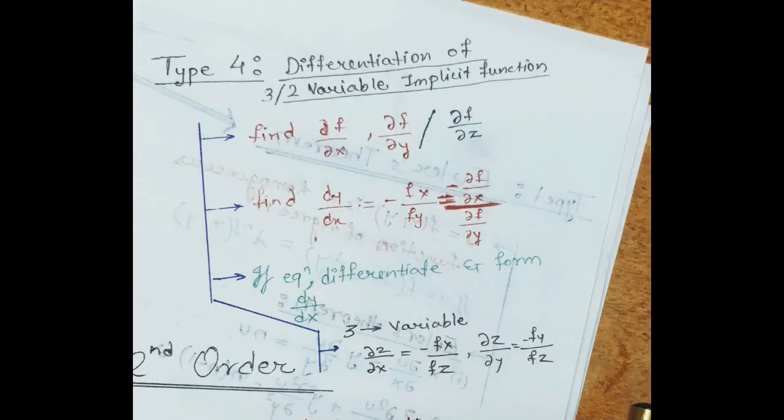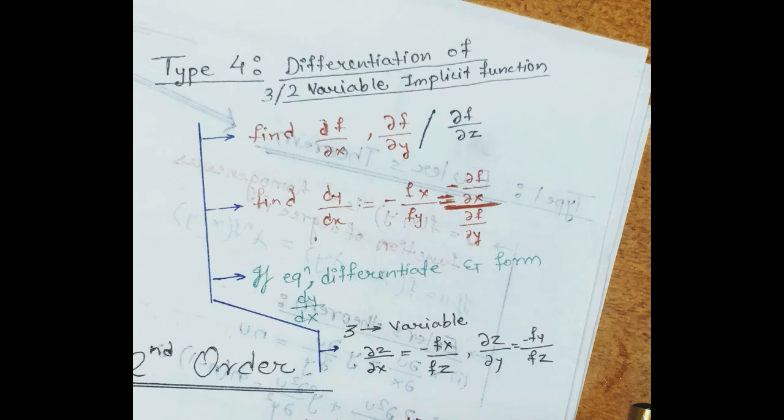Now moving on to the fourth type of partial differentiation, which is differentiation of two variable or three variable implicit functions. For two variables, we have to first find dou f upon dou x or dou f upon dou y, where f is the function.